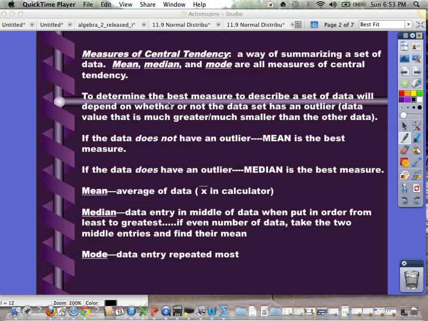If the data does not have an outlier, then the mean is the best measure. If the data does have an outlier, the median is the best measure. Now, when we're doing this, we're going to be using a calculator a lot in this section.